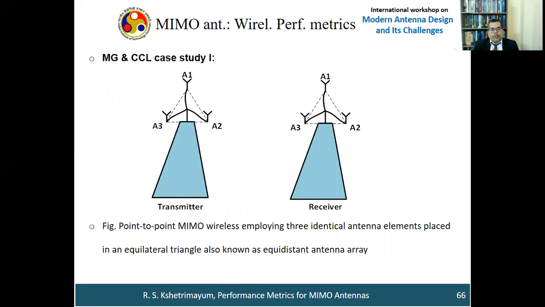So let's do some case study. Case study 1 is for the traditional MIMO wireless communication, or let's say traditional antenna array, which is also called equidistant antenna array. And for the equidistant antenna array, all antennas are placed in vertices of an equilateral triangle. Let's consider that case, 3x3 MIMO system, point-to-point wireless communication.